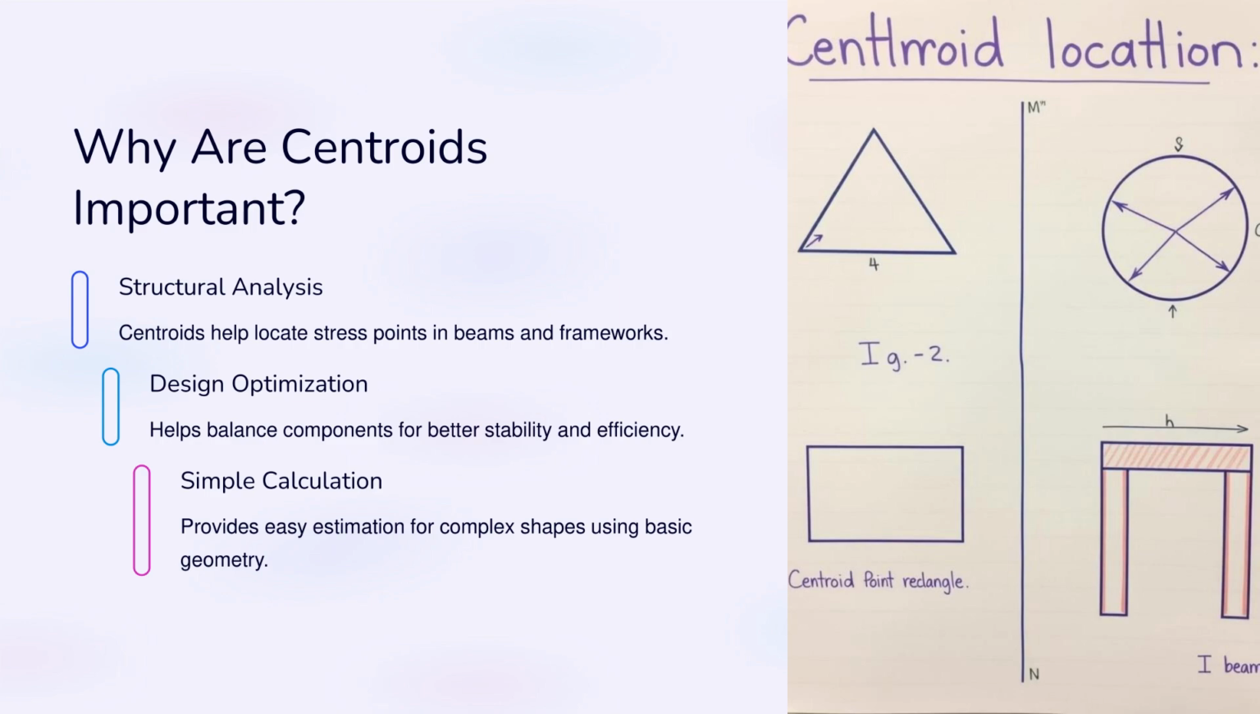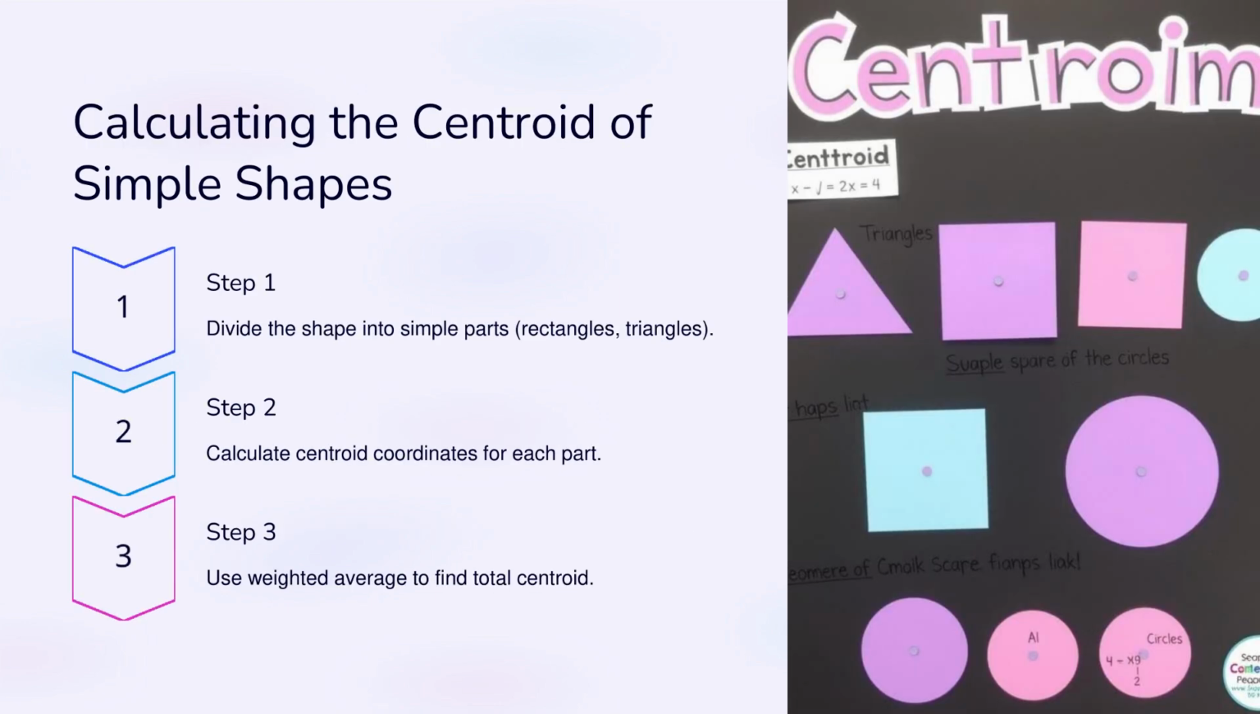Simple calculation. As you can see, it provides easy estimation for complex shapes using basic geometry. Simple calculations allow engineers to estimate properties of complex shapes. They break down irregular structures into basic geometric figures. This makes analysis quicker and easier without advanced tools. Okay, so now let's move forward and see the calculation.